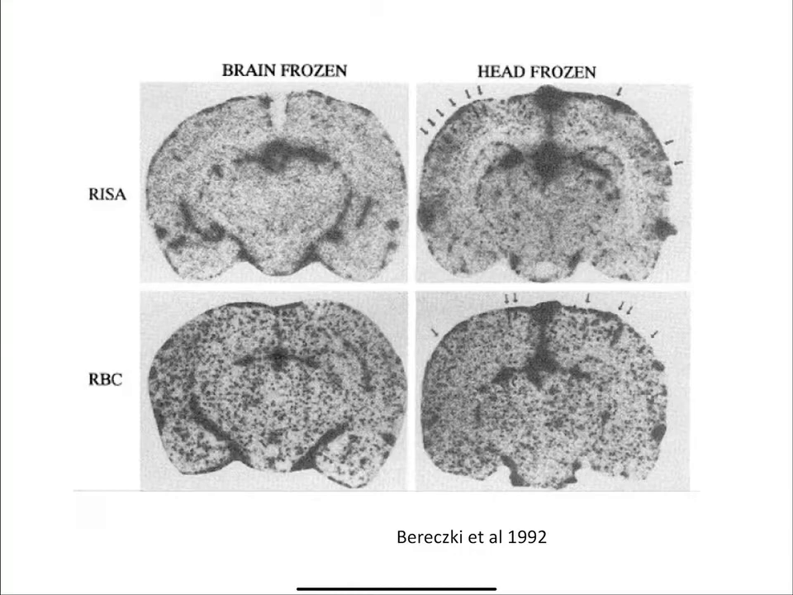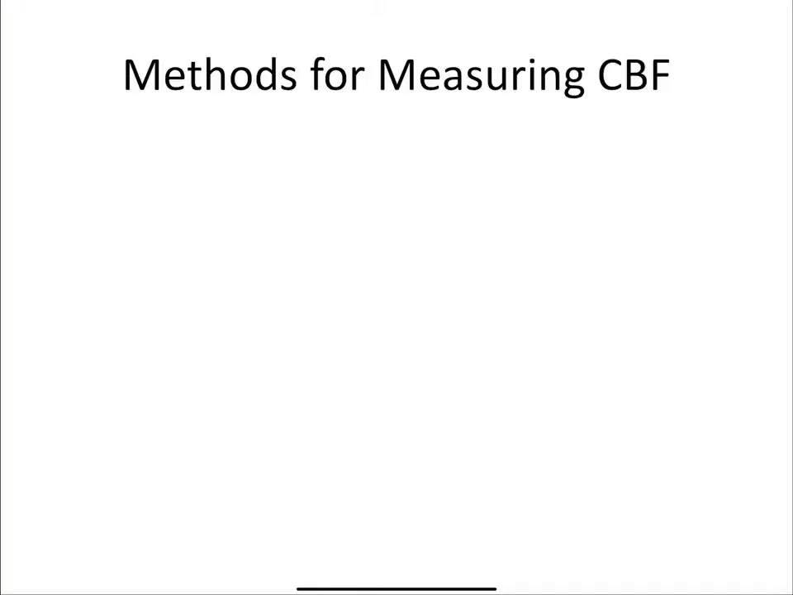So that was the whole paper's comparing that. Obviously this isn't really a method we can employ in terms of healthy human subjects, right? We can't be chopping their heads off and freezing their brains. Right? So there are other methods. That method is called quantitative autoradiography.